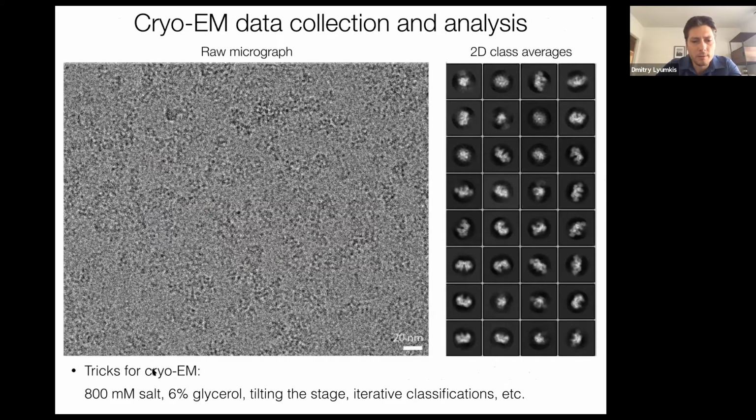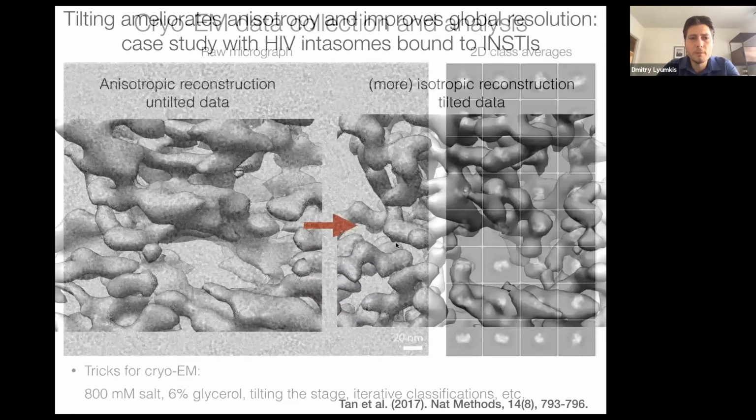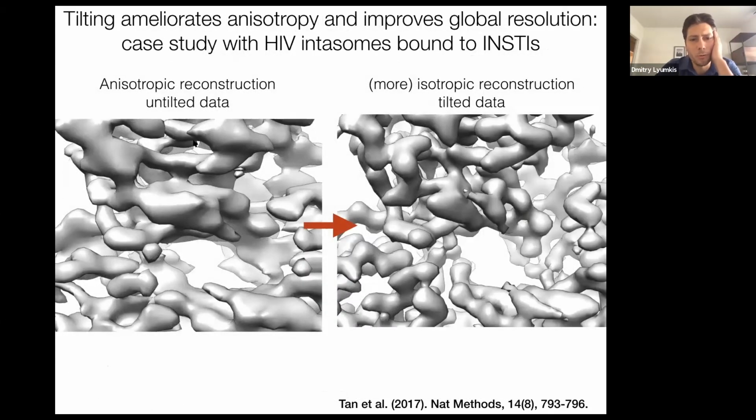These complexes have to be maintained at high salt, with some amount of glycerol. We also have to tilt the stage, because they're pathologically preferentially oriented, to run iterative classifications and so forth. Okay, so for those of you who are familiar with the methodology, we introduced this idea of tilting to address preferred orientation a number of years ago.